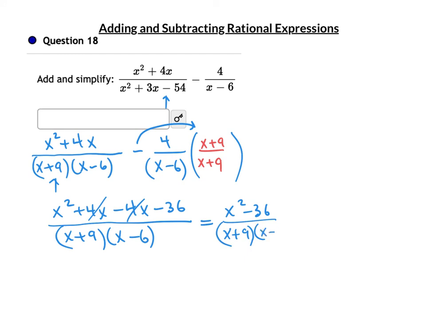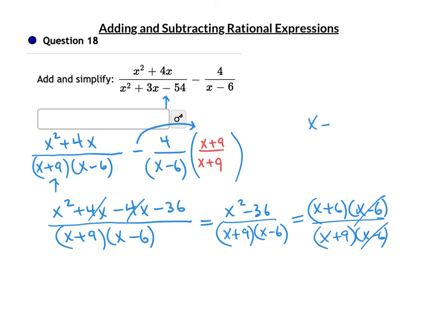So it looks like we can factor and cancel. X plus 6 times x minus 6 is x squared minus 36. And anything divided by itself is 1. So the x minus 6's cancel. And we know that x could not be 6. That's our restriction. But our simplified answer is going to be x plus 6 over x plus 9.